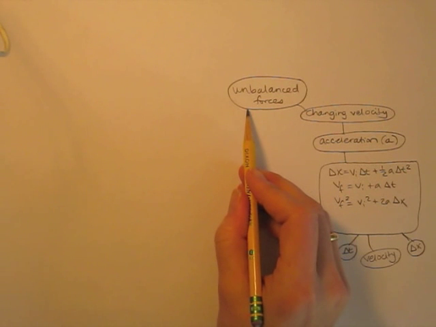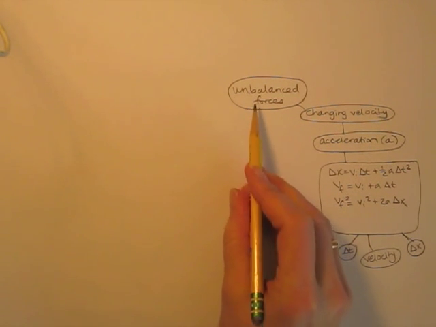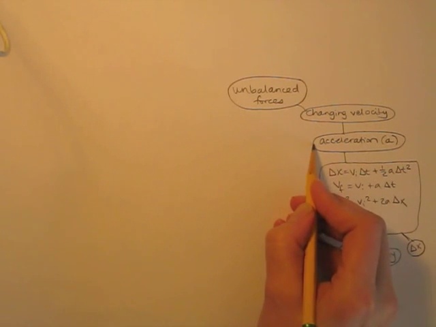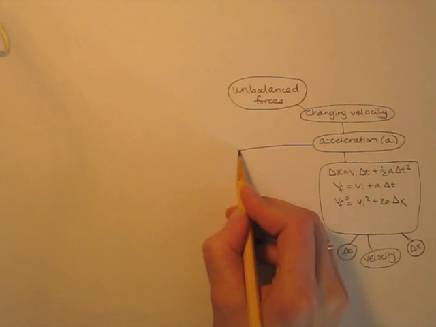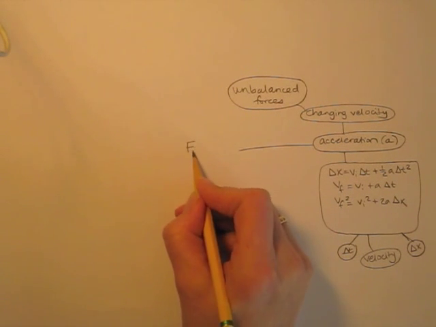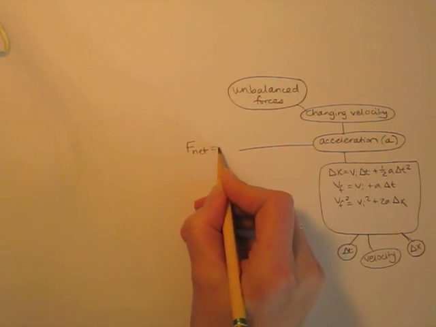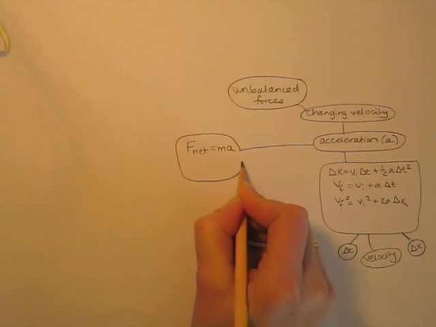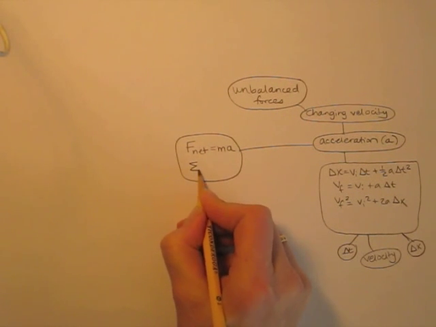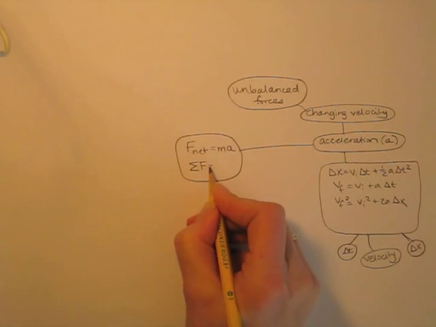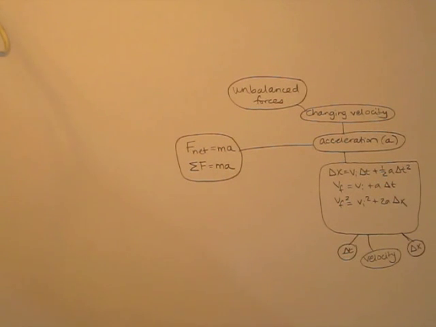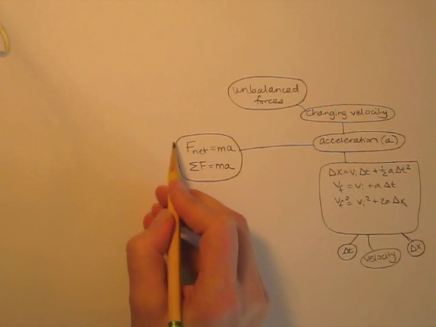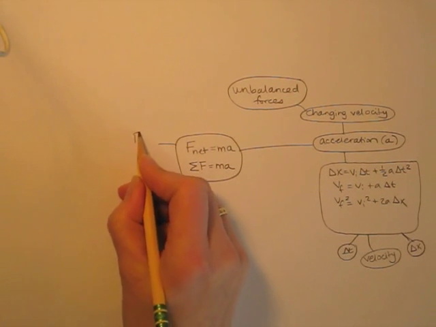So unbalanced forces. How do the forces relate to the acceleration? Forces are related to acceleration by Newton's second law, which says that the net force equals the mass times the acceleration. And it's also written sometimes that the sum of the forces equals mass times acceleration. So just two different ways of writing the same thing. Now here we can see that we have forces, so this connects to the idea of forces.